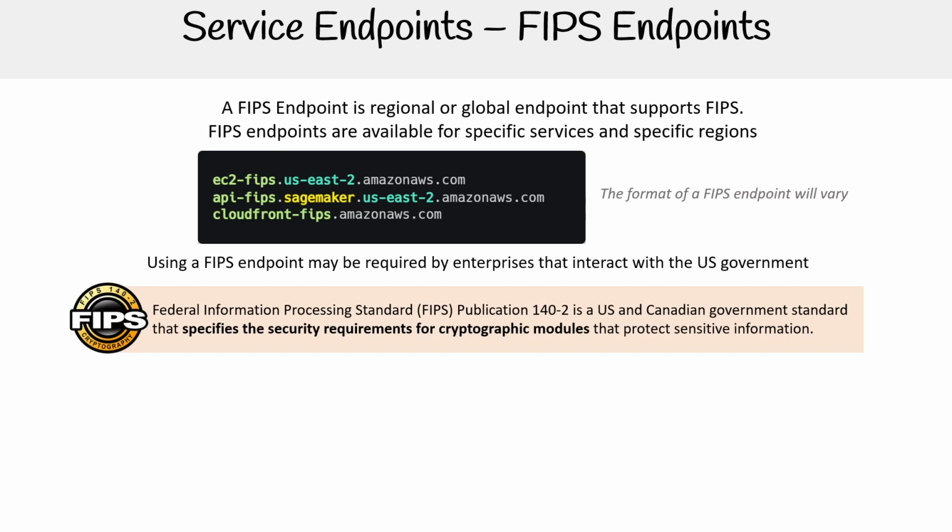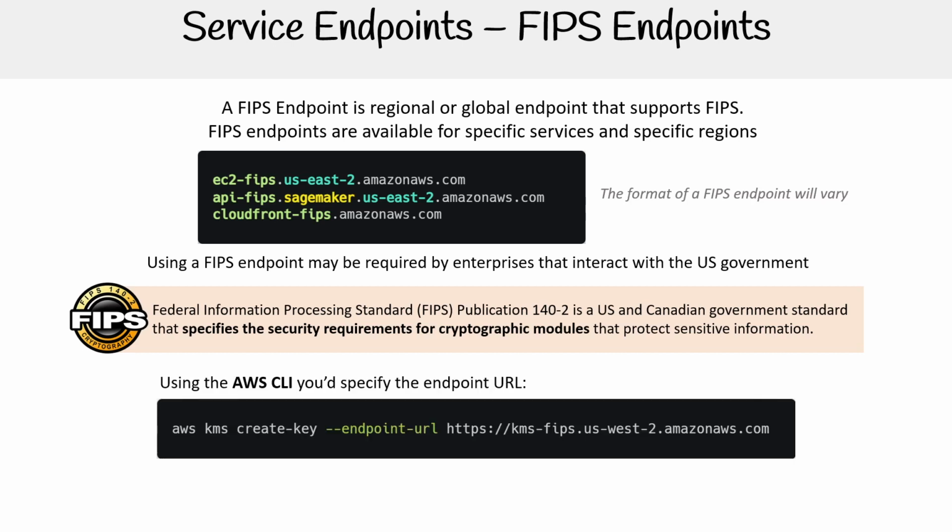So let's say we wanted to go ahead and use a different endpoint. We would just specify this flag, --endpoint-url. It's for every single CLI command. You can override it. So here we could provide FIPS for KMS.